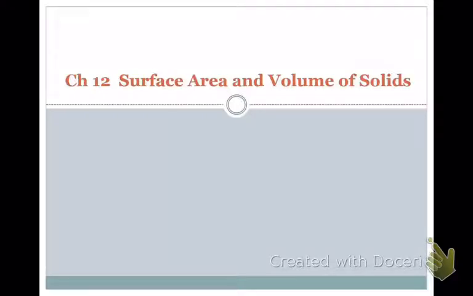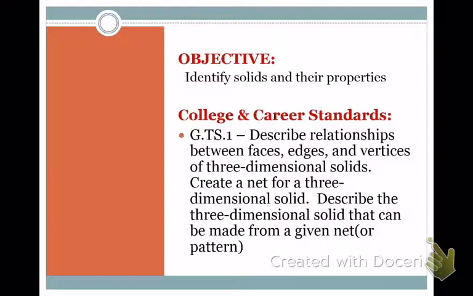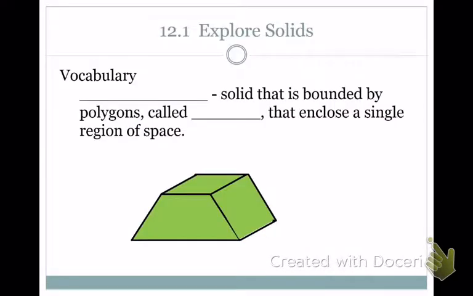All right, so starting today, we're going to get into chapter 12, where we're going to leave the two-dimensional world and kind of get into the three-dimensional world a little bit. We start talking about solids and some different aspects of solids, how to classify them, and then we'll get into the surface area and the volume. For today, we're just going to worry about naming and classifying them and identifying them. Okay? So we start off.